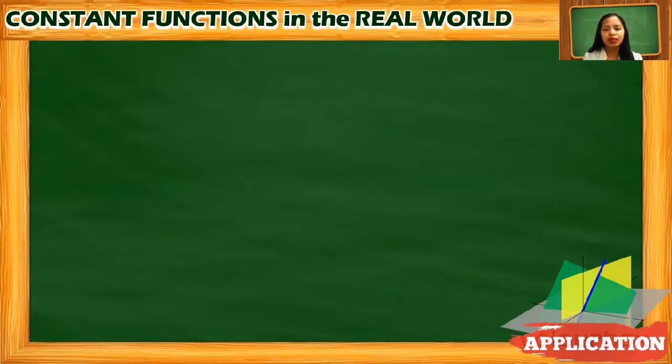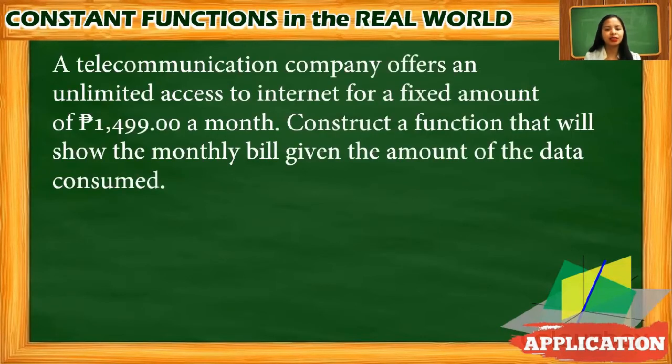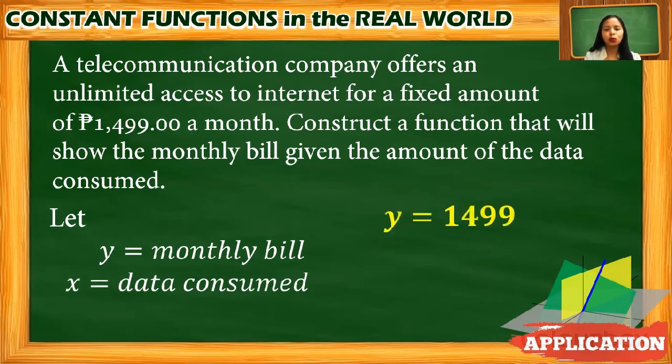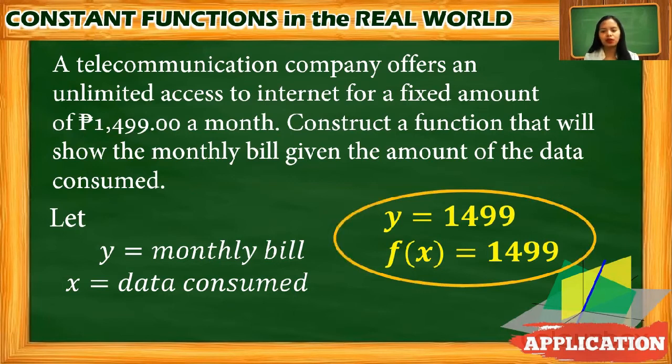Now, let us try to construct a real-world problem involving a constant function. Here, a telecommunication company offers unlimited access to internet for a fixed amount of 1,499 a month. Construct a function that shows the monthly bill given the amount of data consumed. We let y be the monthly bill, which is fixed at 1,499. Next, x is the data consumed by the customer, depending on how they use the internet connection. So we have y is equal to 1,499, and that is just equal to f of x is equal to 1,499. And that's it. We already constructed a constant function based on the problem given.